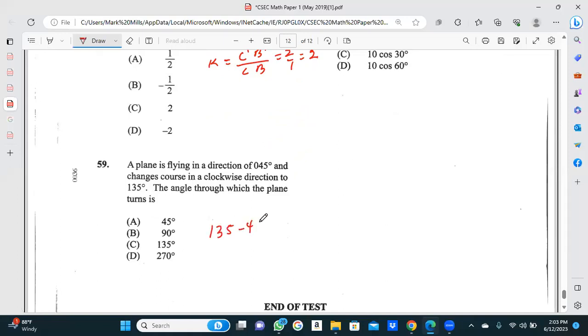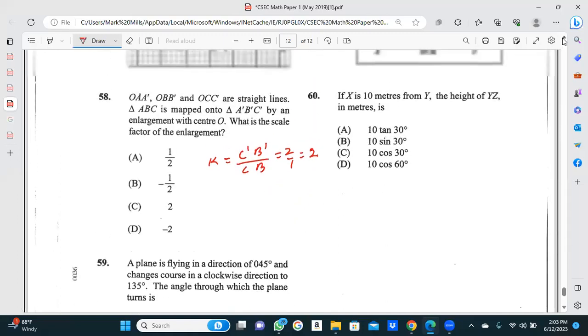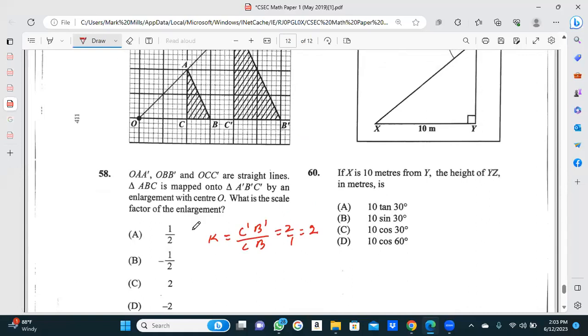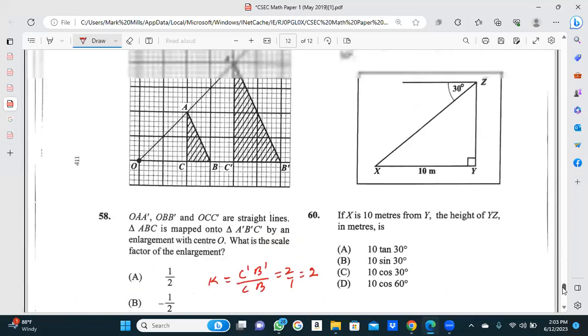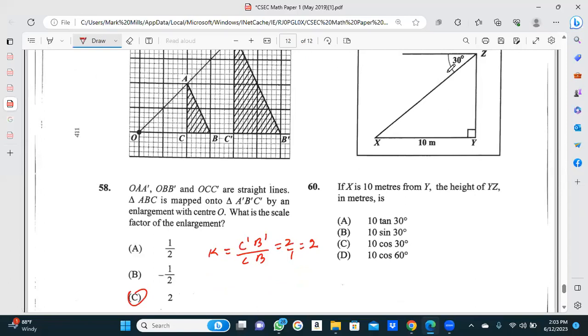Sir, can you go back to 58, please? Yes, let's go to 58. Okay, so that's C, right? Okay. 30, yes, 30. So A, what, sir?